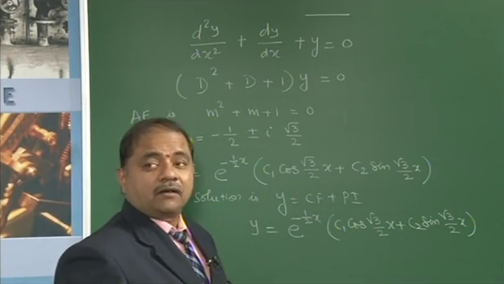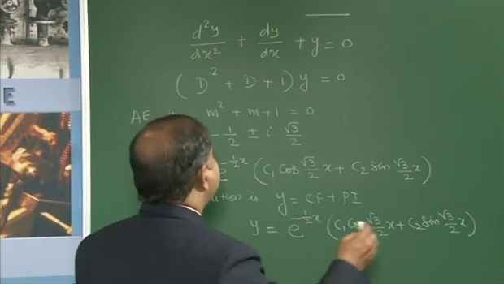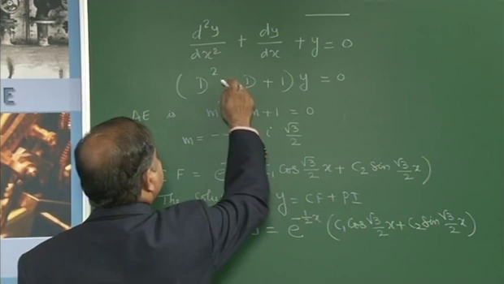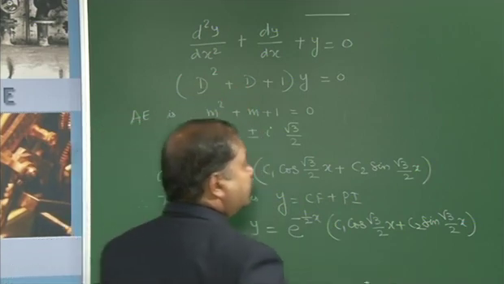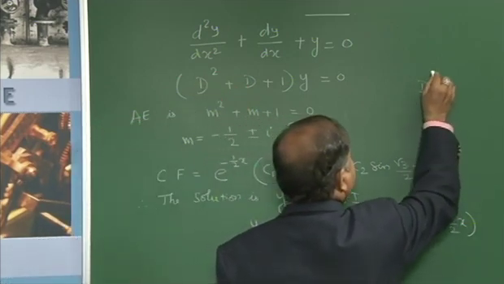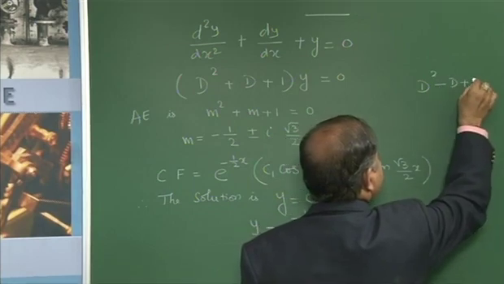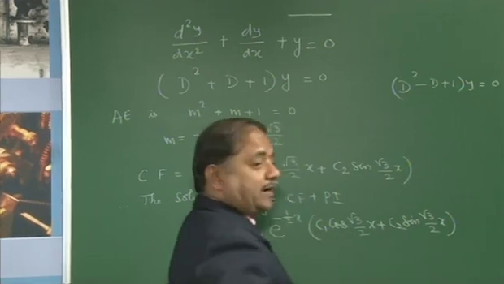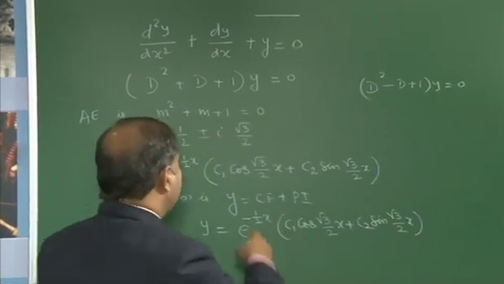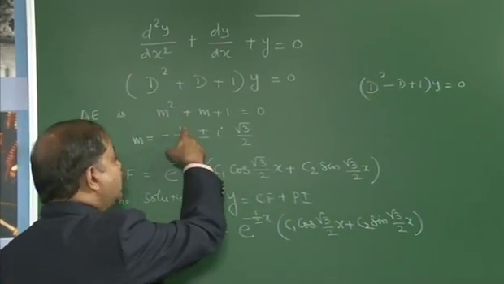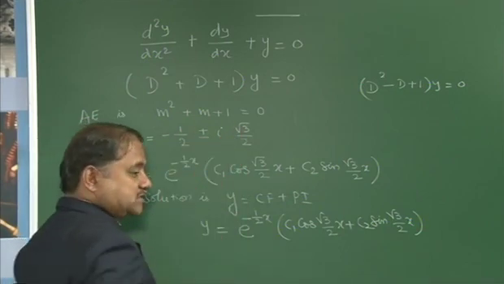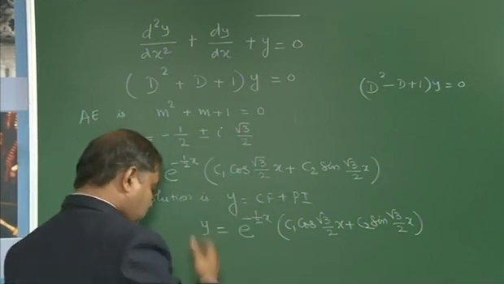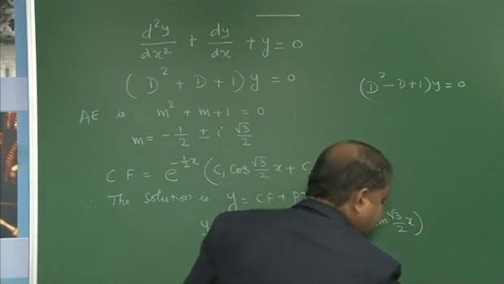As an example or as homework, change this plus D to minus D, that is, take the equation D square minus D plus 1 into y is equal to 0. You can try. The roots will be the same except for the negative symbol. You will get 1 by 2 plus or minus i root 3 by 2. So the solution will be of the same pattern.